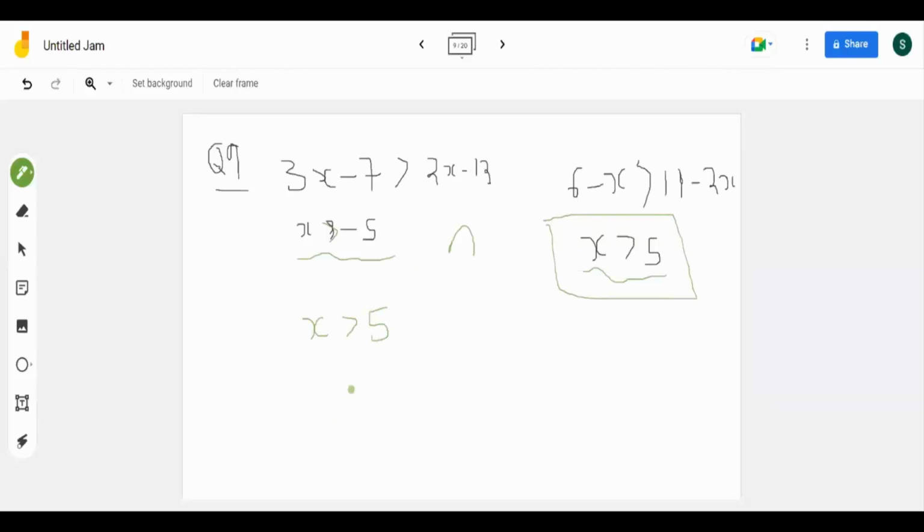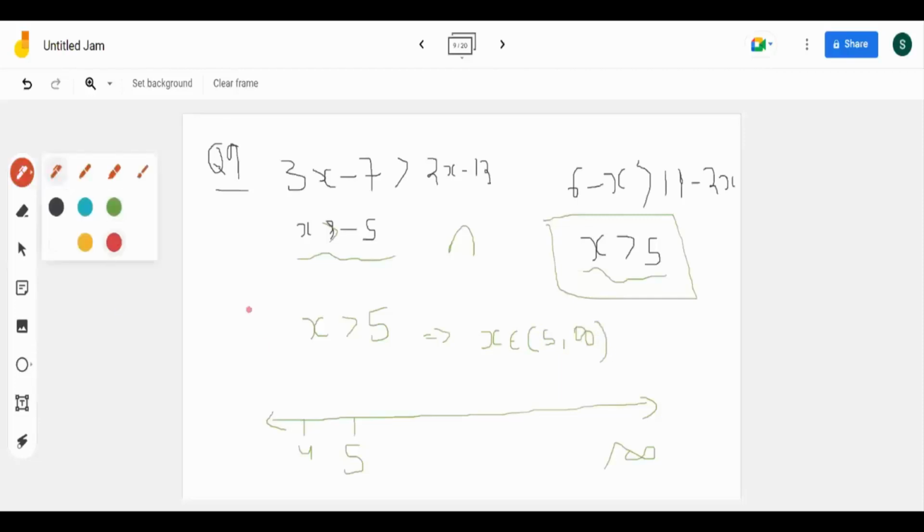So we will plot x greater than 5 on our number line. This is 4, this is 5, and this goes to infinity. This can also be written as x belongs to 5 to infinity, excluding 5. It is all the numbers greater than 5. So this 5 we have to exclude and we will go till infinity. So this is our answer.